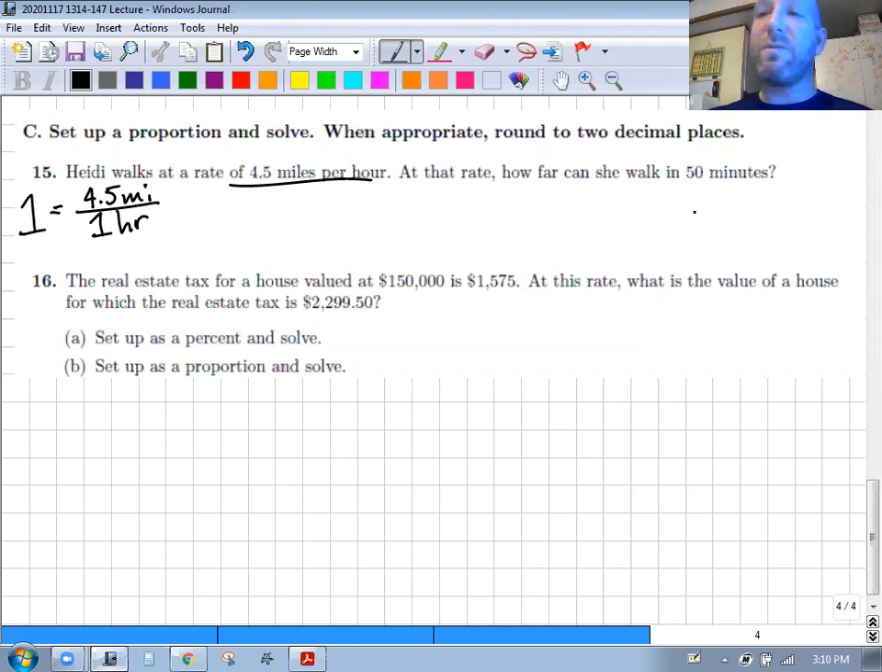That's our pure number one. So how far could she walk in 50 minutes? So we're going to convert this time to a distance. So we can multiply by a smart 1.